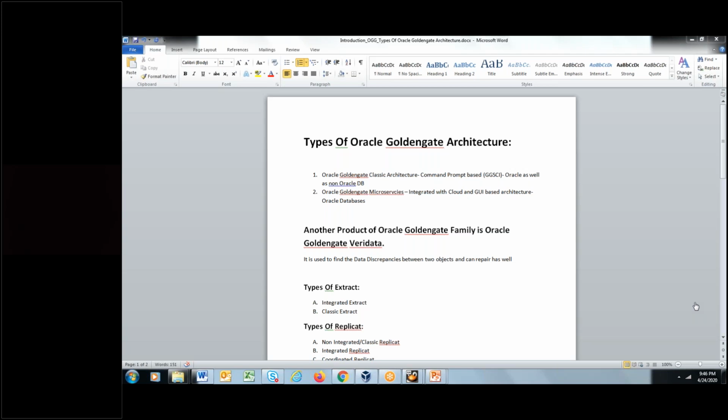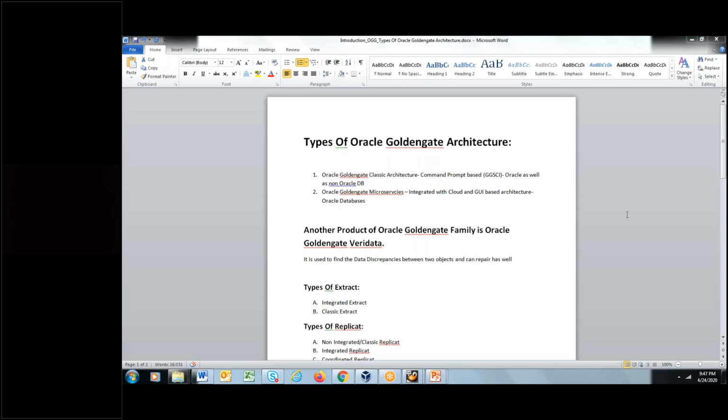Another thing is certification. If you go for GoldenGate certification, Veridata contains around 10 to 15% of the questions. Okay, so related to architecture, any questions? During this session, we are going to talk about classic architecture.